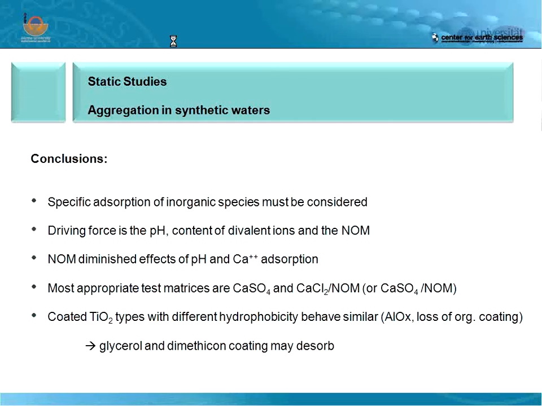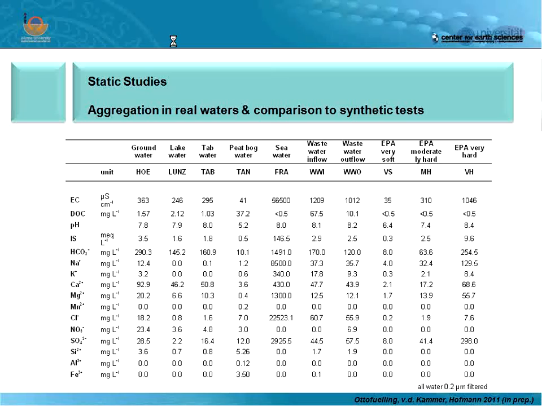So also the most appropriate test matrices to explain natural conditions are the calcium sulfate matrix and the calcium chloride NOM matrix, or the calcium sulfate NOM matrix. There's still work to be done here. And also the coated titanium dioxide particles behave very similarly because they're in a situation where they actually were not supposed to be at very high concentration, but at very low concentrations and high dispersion ratios. Okay, we could not say so much up to now if what we are measuring is at all realistic.